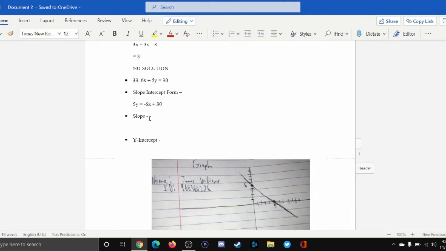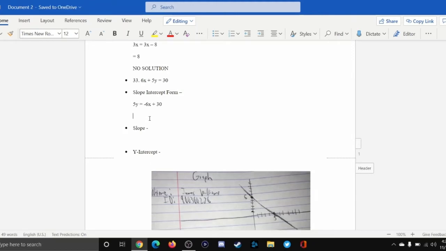The next step is to divide. We go down here and divide the entire equation by 5. So y equals negative 6 over 5 x plus, and because we divided the entire thing, we also divide the 30 by 5, which is 6, and that is the answer.